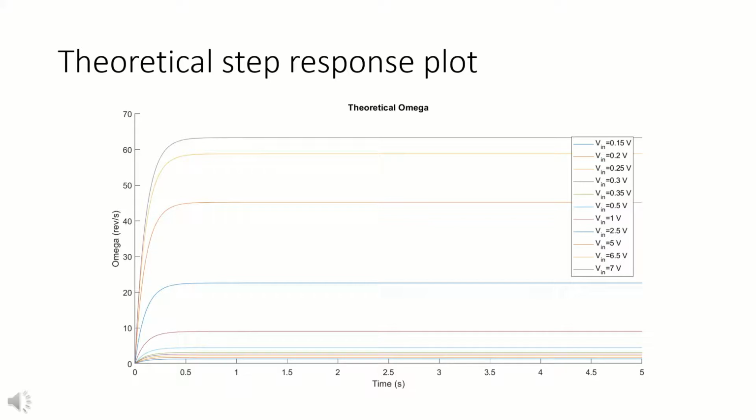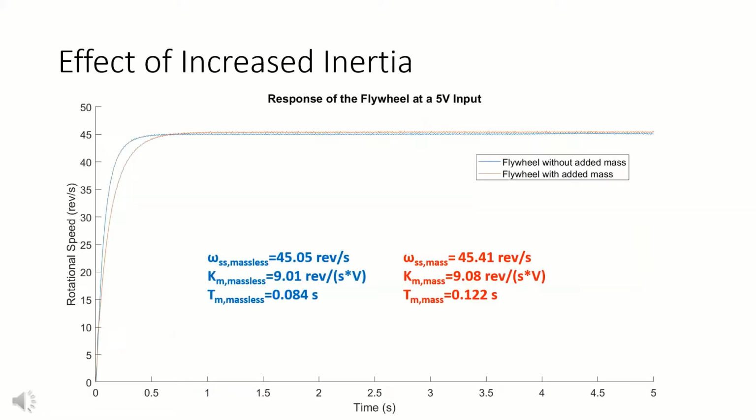The Km value remains roughly constant when mass is added or removed to the system, which is what was expected. Km depends on steady-state speed and voltage input and is time independent. Because the added mass reaches approximately the same steady-state rotational speed, the Km value should be roughly equal.